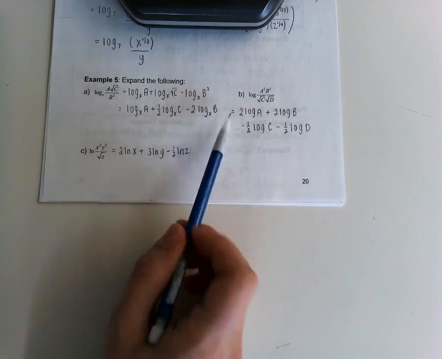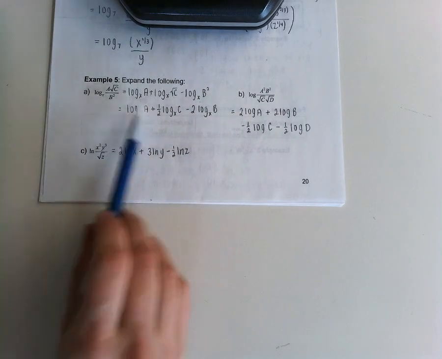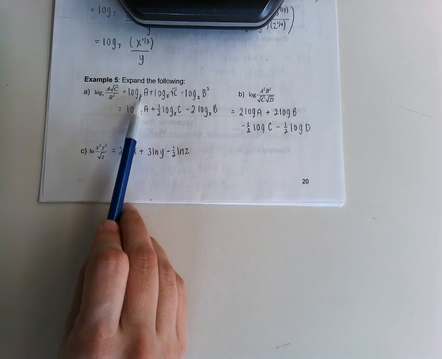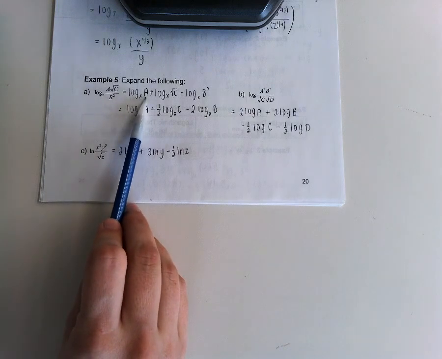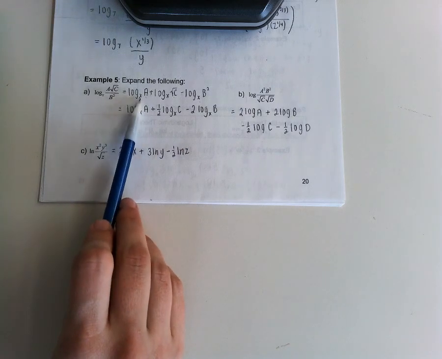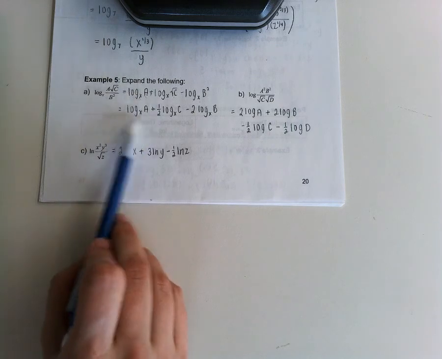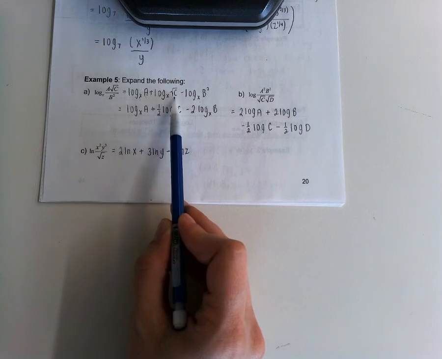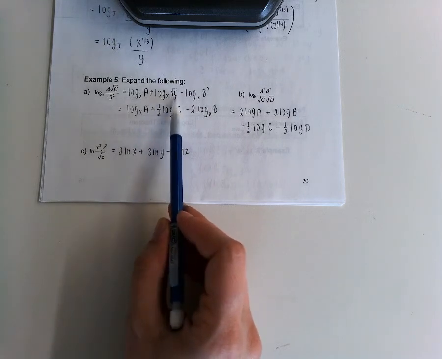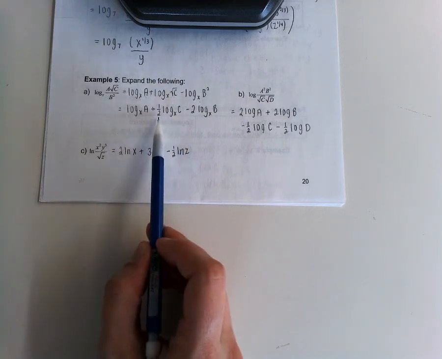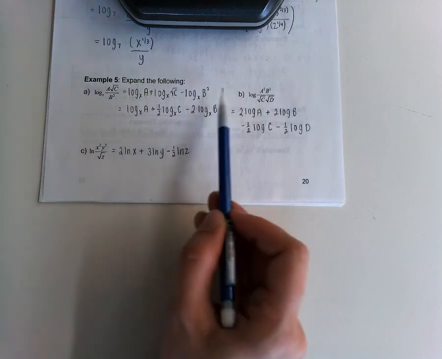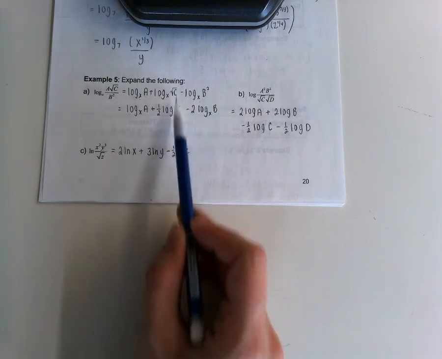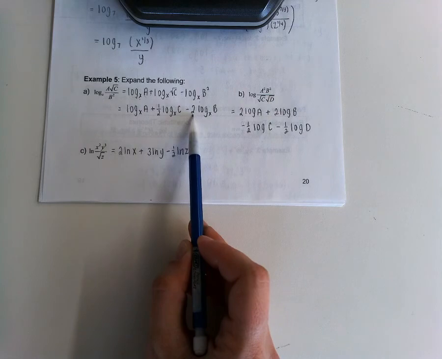And then you need to bring your exponents down in front. So log base x of a doesn't have an exponent, so it just stays the same. Log base x of root c. That would be like c to the power of a half. So I've brought the half down in front. And then here, the 2 comes down in front.